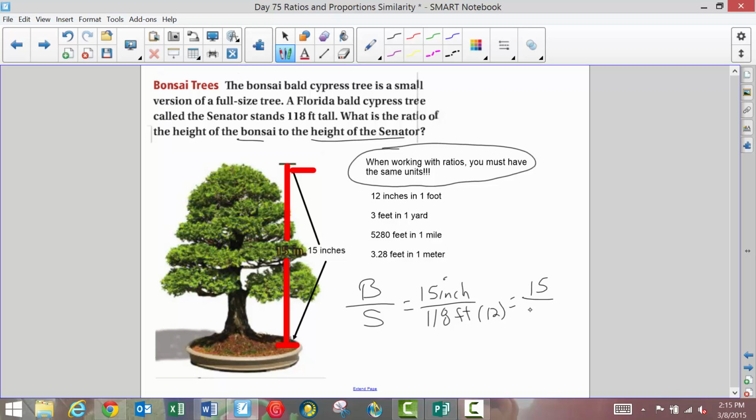So I have 15 over 1416. And again, this is inches over inches. Now I can reduce. I have 15 over 1416. This reduces to 5 over 472. And that's my ratio of the bonsai compared to the Senator. Notice that there are no more units in a ratio here. Why? Because inches over inches cancels out, and you're left with just 5 over 472, which is the reduced fraction of 15 over 1416.